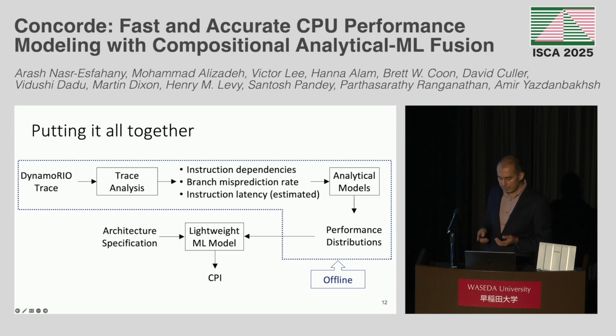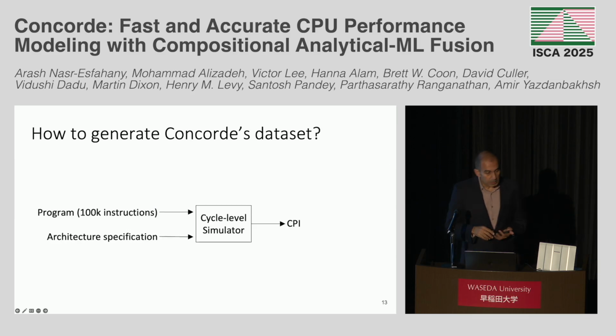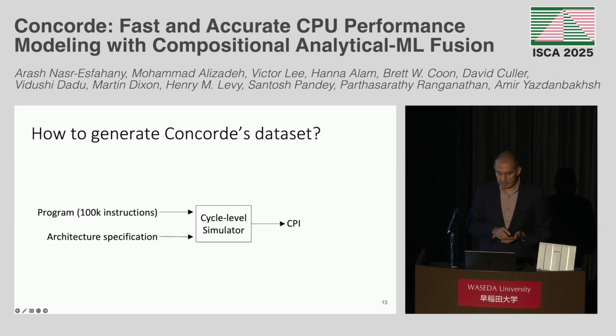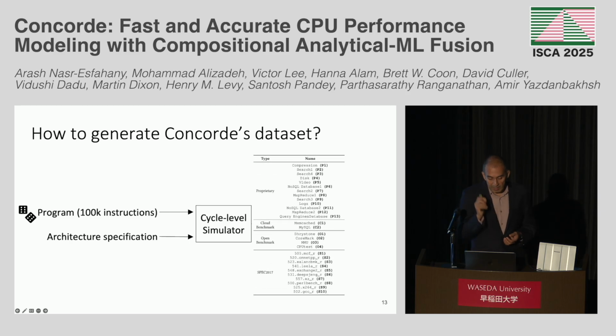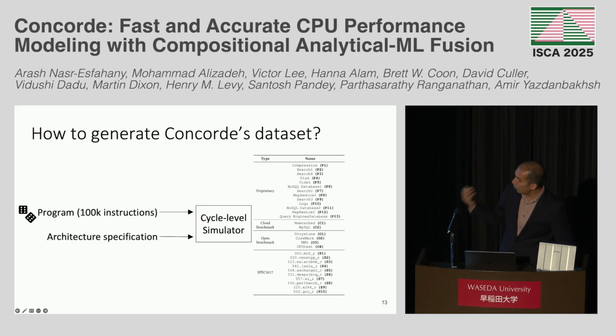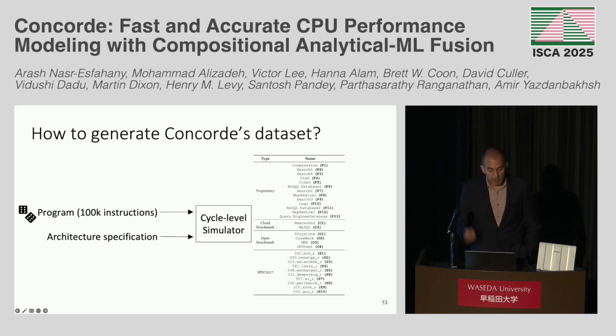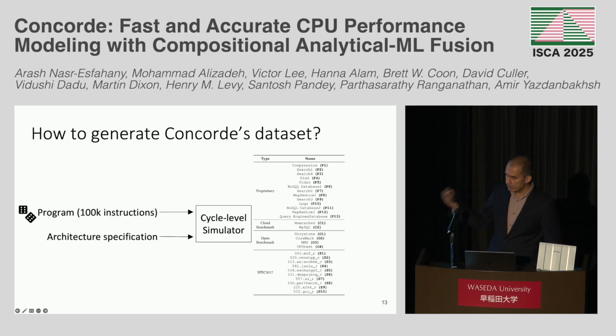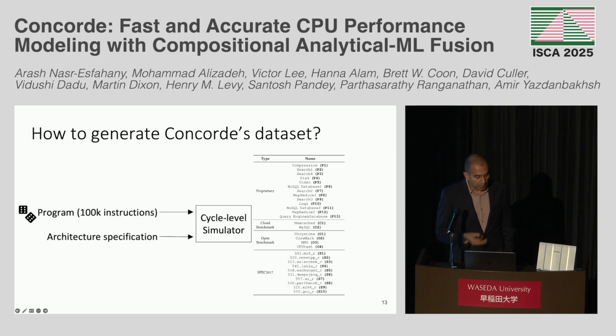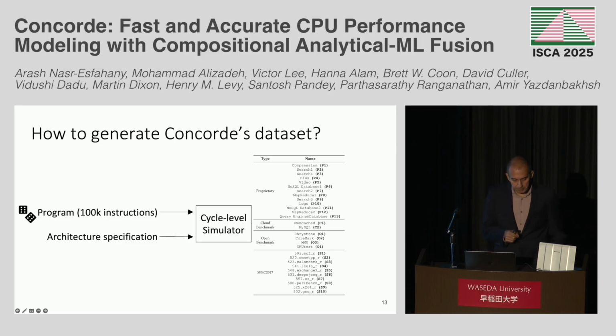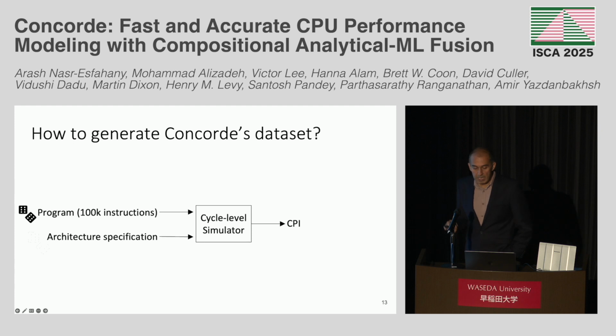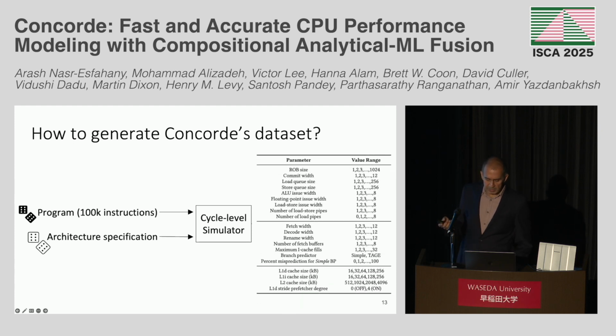It takes about 100 microseconds. So here's how we generate the Concorde's data set. We start by randomly sampling a program region from our pool of traces, which include the SPEC, open source, and internal workloads that we have at Google, around 5 trillion instructions. Then we randomly sample an architecture from a space of about 2 to the power of 10 to the power of 23.